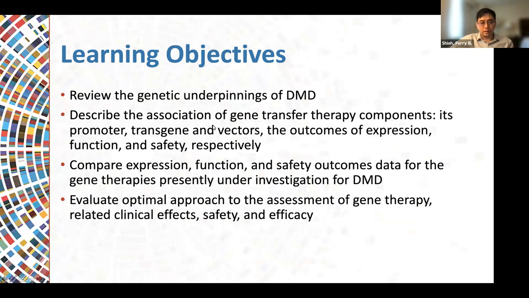So these are the learning objectives. I'm going to talk about Duchenne, what it is. I'm going to talk about gene therapy, the components of gene therapy: the promoter, transgene, and vectors, highlighting what to pay attention to there, and their effect on expression, function, and safety when you're administering it to patients. In particular, we're going to be talking about Duchenne muscular dystrophy today. Then we'll talk about how to evaluate whether gene therapy is working, and then look at its clinical effects, safety, and efficacy.